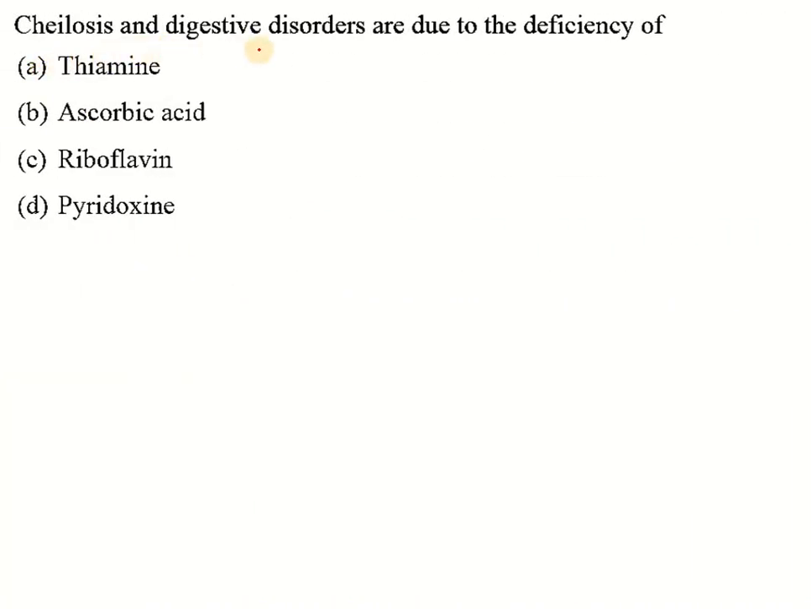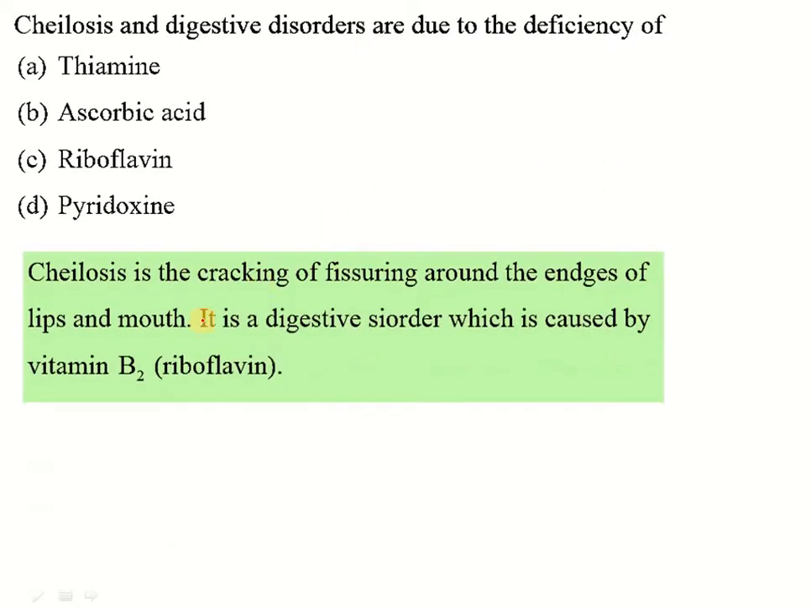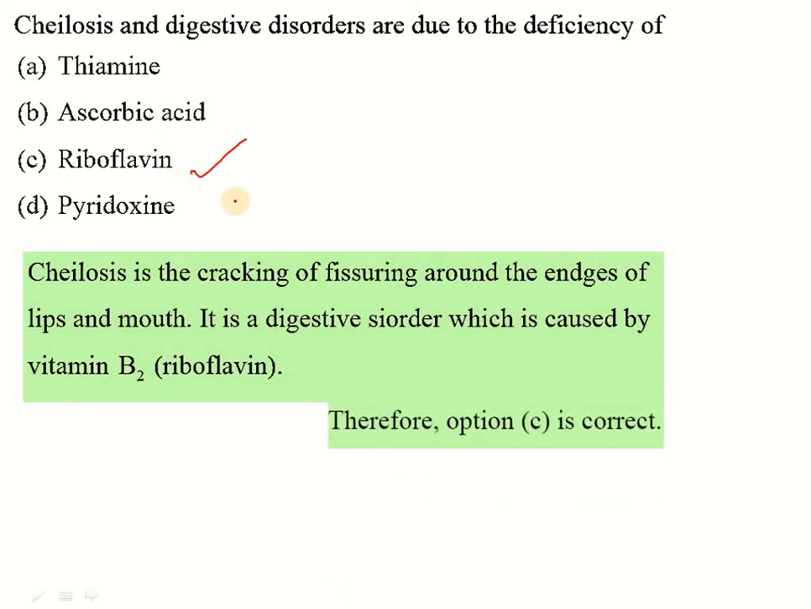Cheilosis and digestive disorders are due to the deficiency of what? Here riboflavin is the reason behind that one. Vitamin B2 is the reason behind that one. So it causes cracking or fissuring around the edges of the lips and mouth. That means option C is the right option for this question.